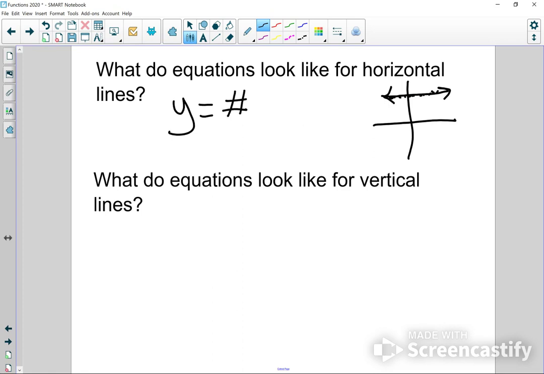Now, a hashtag is what you think that sign is. That sign is actually called a pound sign, meaning a number. So y equals some number is how we write equations for a horizontal line.